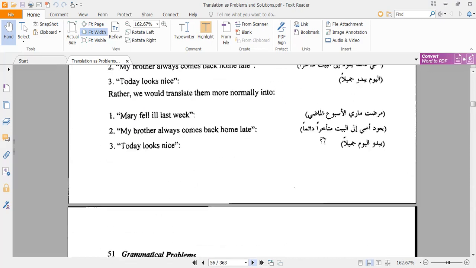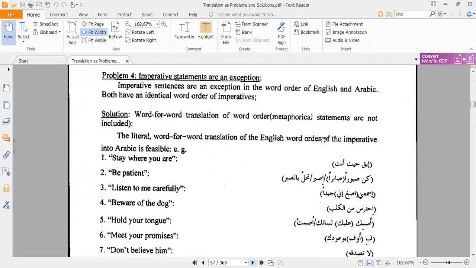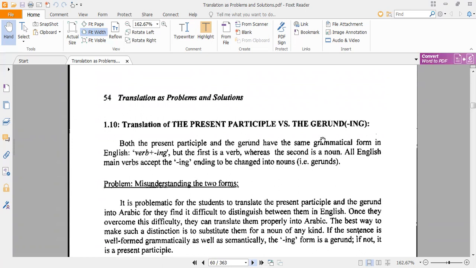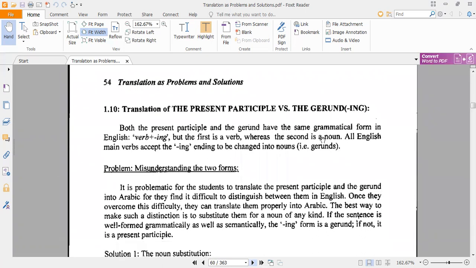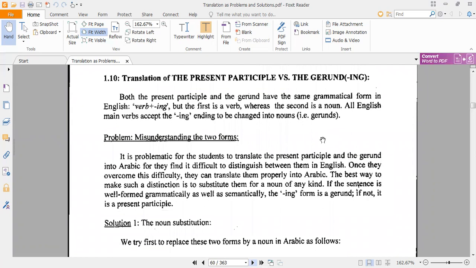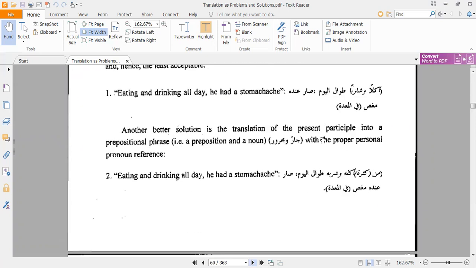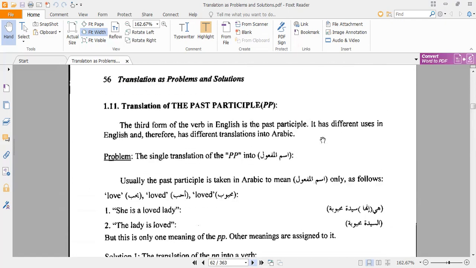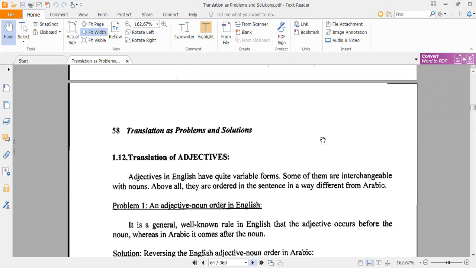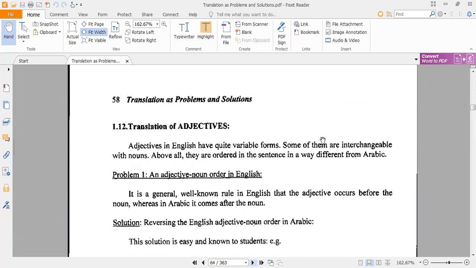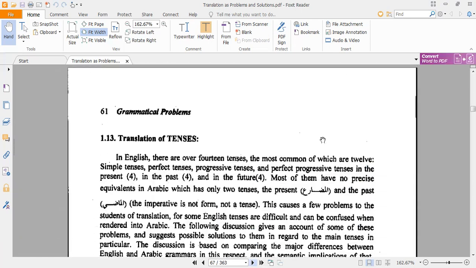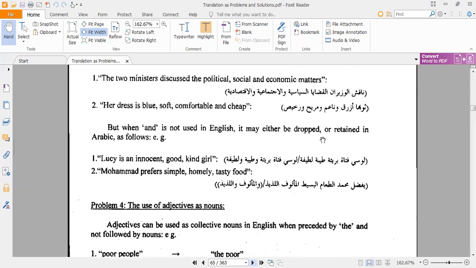Okay, that's the end of this lecture. I hope you understand it well. Next lecture we are going to study translation of present continuous, so I mean tenses, translation of tenses into Arabic. Also translation of past tenses into Arabic, present tenses and past tenses, and finally translation of adjectives from English into Arabic.